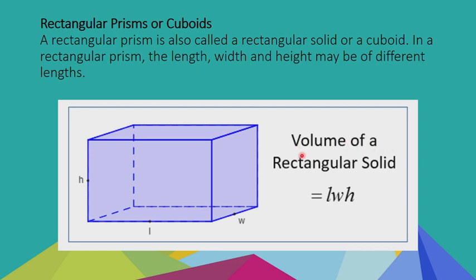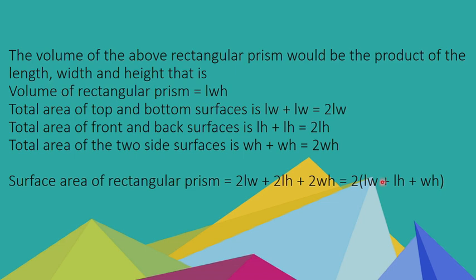Generally, the volume of a rectangular solid is equal to length, this is the length, this is the width, and this is the height. The product of these three is the volume of the rectangular solid, that is equal to L into W into H. So we know the volume of the rectangular prism is L into W into H.